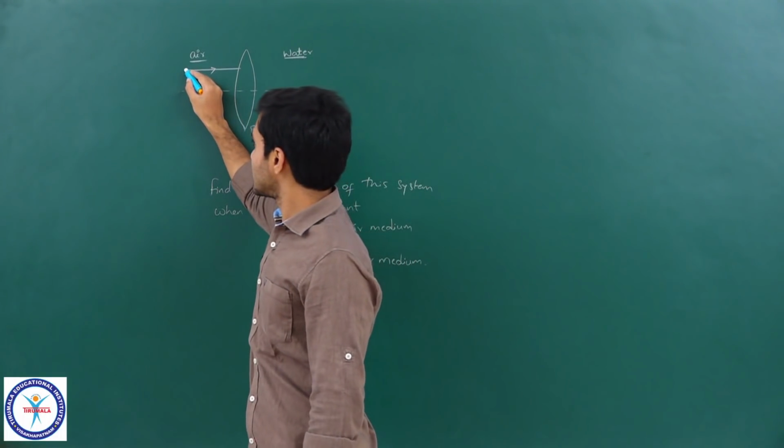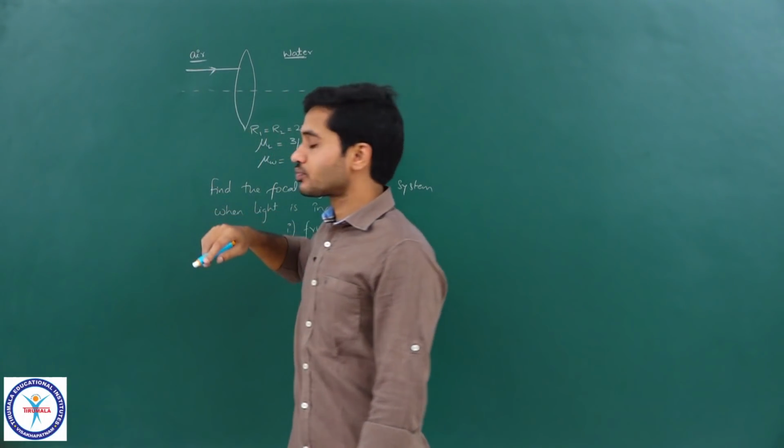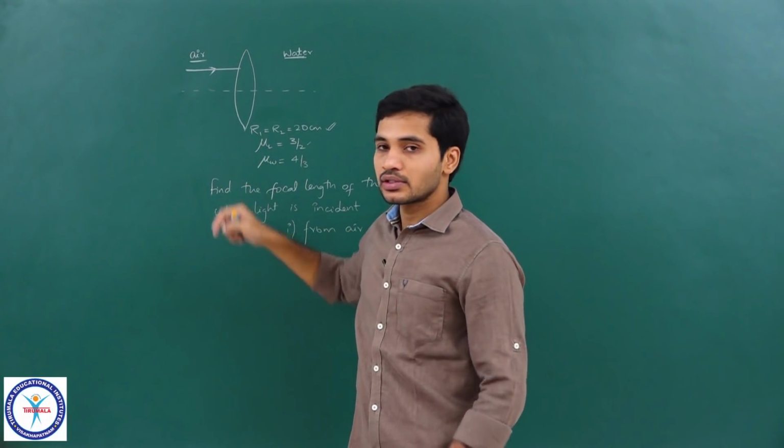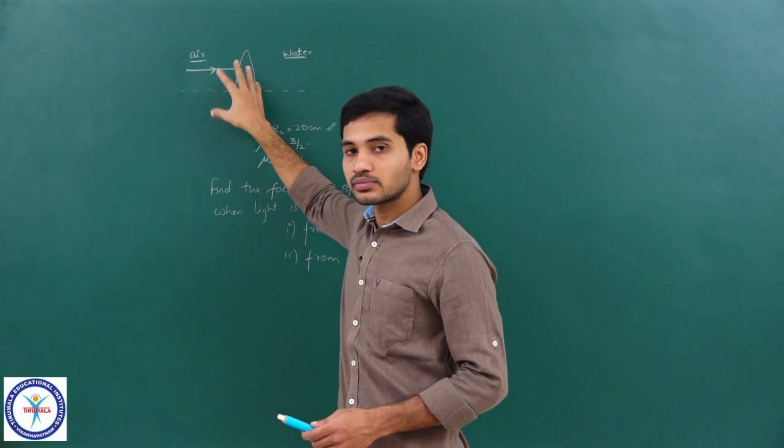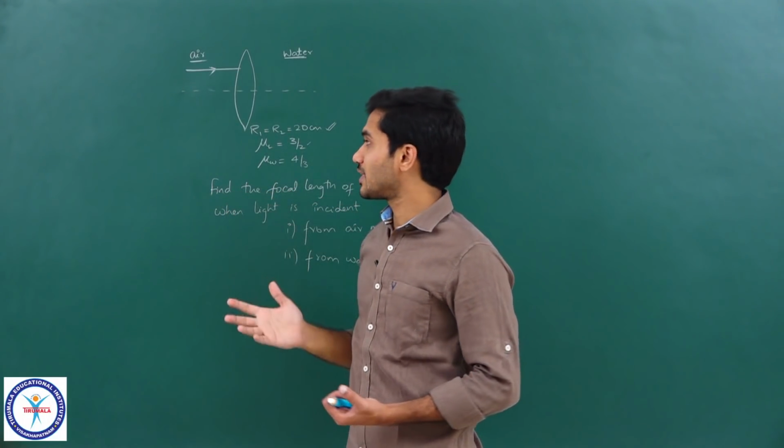So, if light is incident in this manner, if light is coming from that side, what will be the focal length that is offered by this system to that light? Clear? So, that is the basic idea.